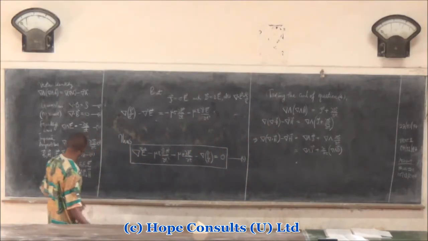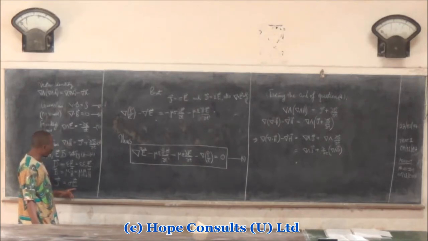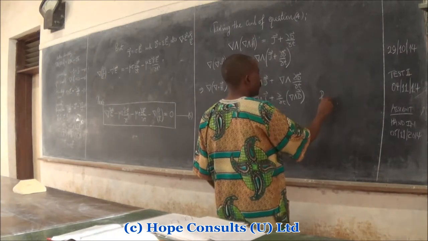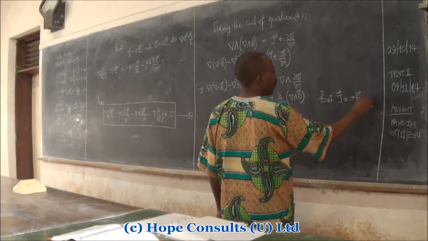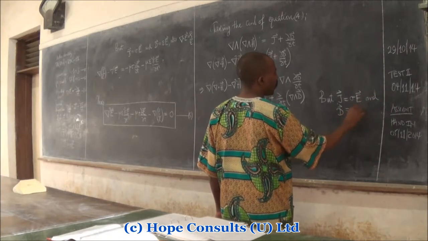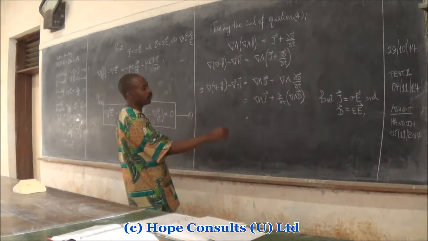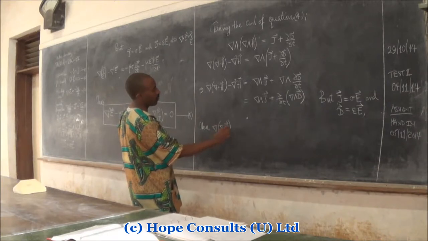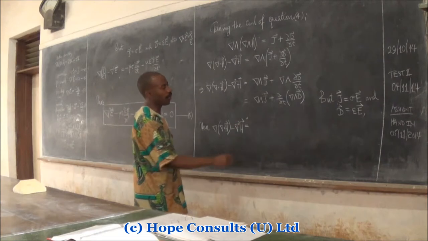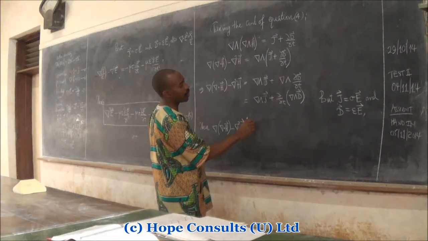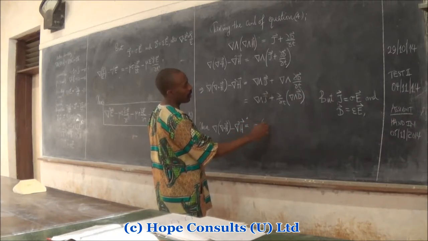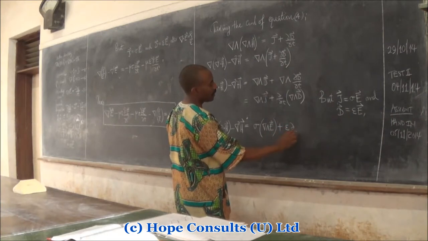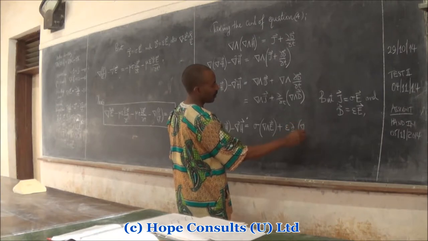But you know that J is sigma E, and D is equal to epsilon E, implying that grad divergence of H minus grad squared H would equal the curl of, so we have J equal to sigma E, so I have sigma times the curl of E, plus D is epsilon partial by partial T into the curl of E.